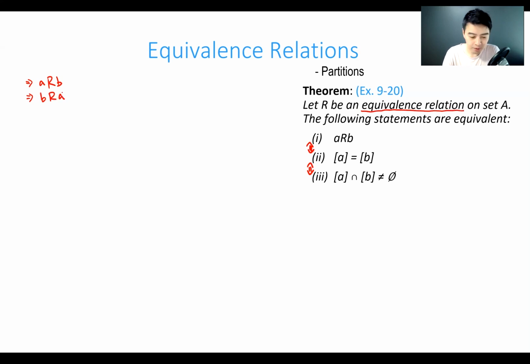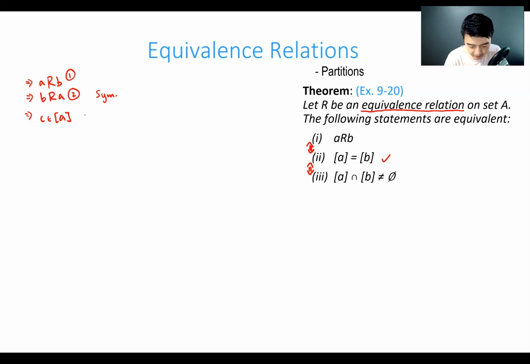Why is that? Well, we'll label this number one and number two. We can say number two because it is symmetric. Okay, we know that it's an equivalence relation, so therefore it must be symmetric. Now, let's pretend that C is in the equivalence class of A. So right now I'm trying to derive the second statement. So let's say C is in the equivalence class of A.